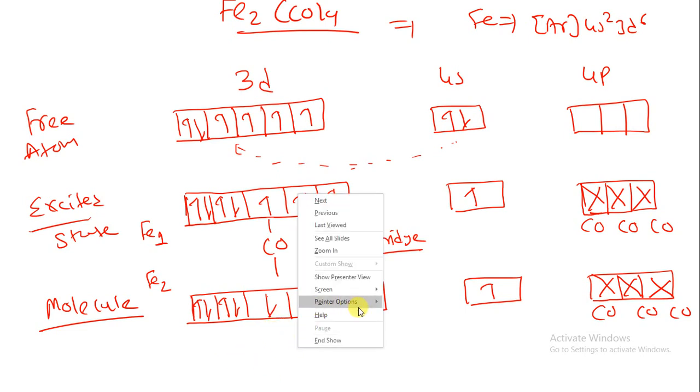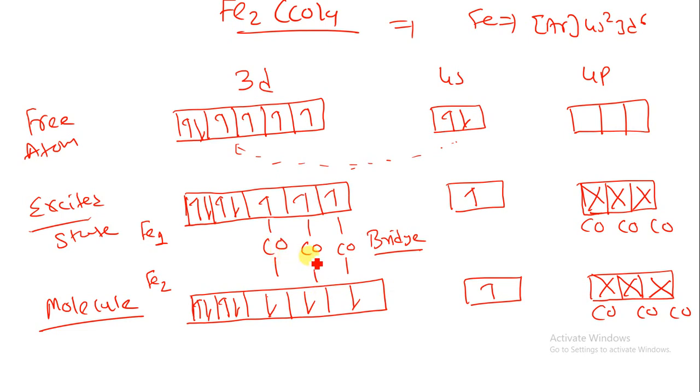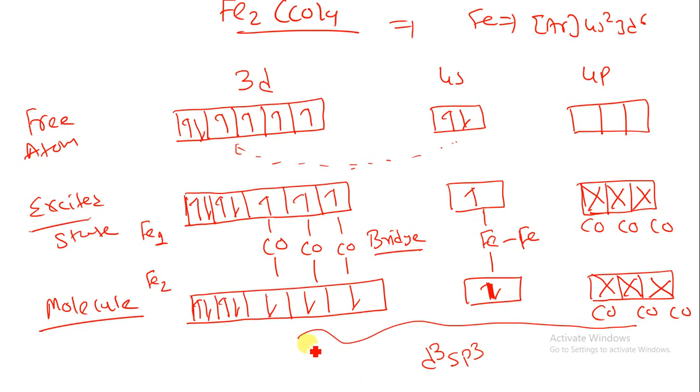Now this Fe2(CO)9 has this type of structure, with 3 CO ligands as bridges and 6 CO ligands as terminal ligands. Here I am having one metal bond, that is, an Fe-Fe metal bond. Now there is no unpaired electron in this structure. So what will be the hybridization of this structure? The hybridization is d3sp3: 3 d orbitals, 1 s orbital and 3 p orbitals.